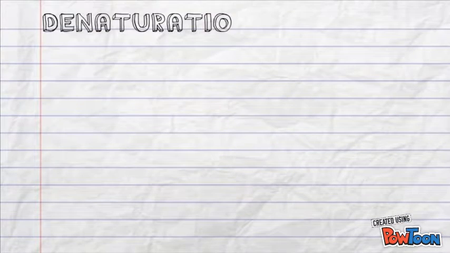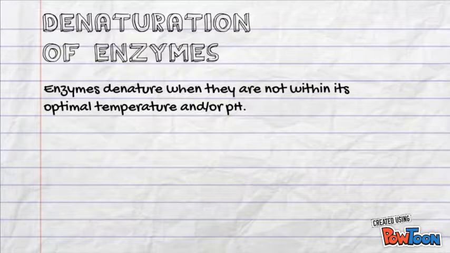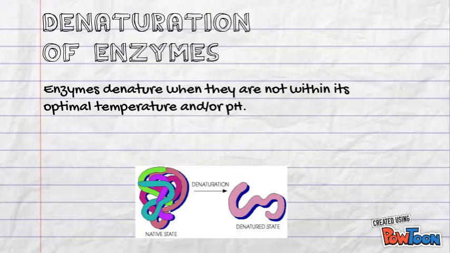Denaturation of enzymes. An enzyme has an active site which allows it to bond to a substrate. But if the enzyme is out of its comfort zone in temperature or pH level because it's too high or too low, then it will affect the shape. This causes the active site to no longer work.